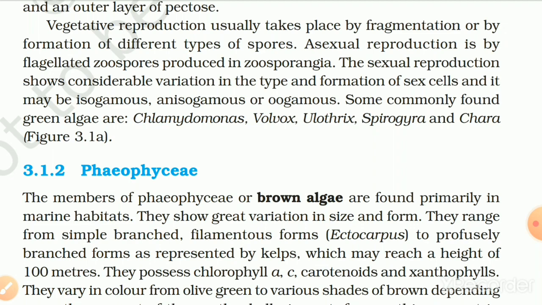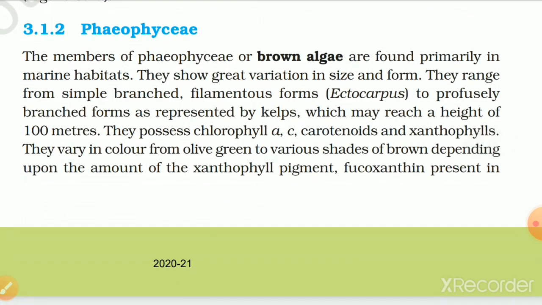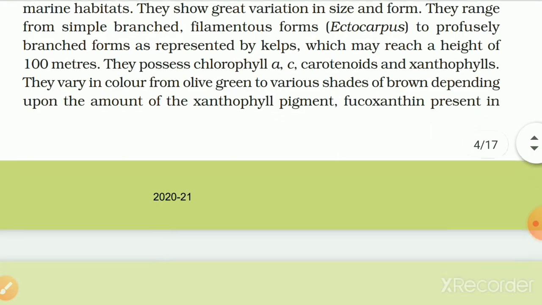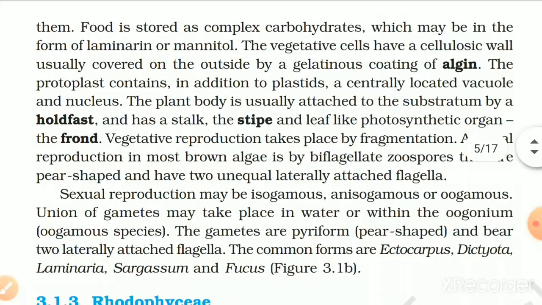3.1.2 Phaeophyceae. The members of Phaeophyceae or brown algae are found primarily in marine habitats. They show greater variation in size and form. They range from simple branched filamentous forms like Ectocarpus to profusely branched forms as represented by kelps, which may reach a height of 100 meters. They possess chlorophyll a, c, carotenoids, and xanthophylls. They may vary in color from olive green to various shades of brown depending upon the amount of the xanthophyll pigment fucoxanthin present in them. Food is stored as complex carbohydrate which may be in the form of laminarin or mannitol.